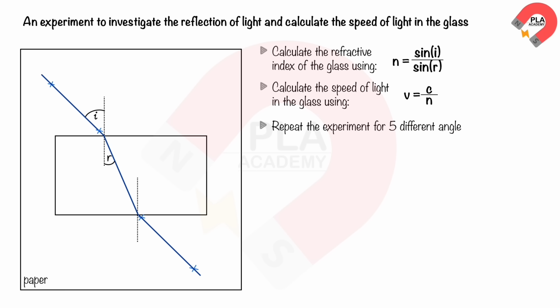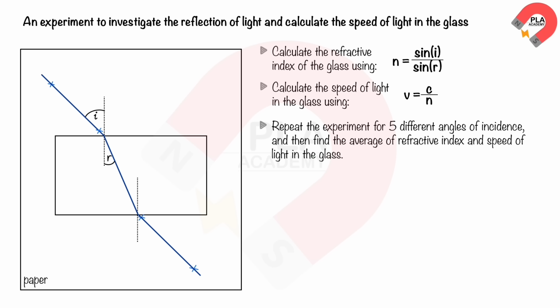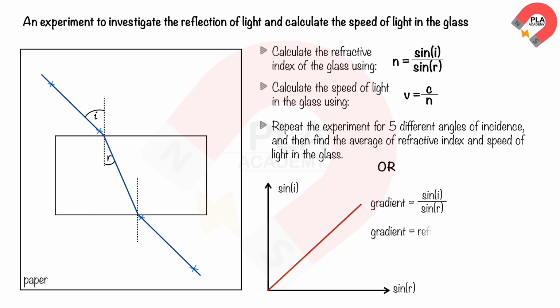Repeat the experiment for 5 different angles of incidence, and then find the average of the refractive index and speed of light in the glass. Or, plot the graph of sin I against sin R. Then find the refractive index from the gradient of the graph. Calculate the speed of light in the glass using v equals c over n.